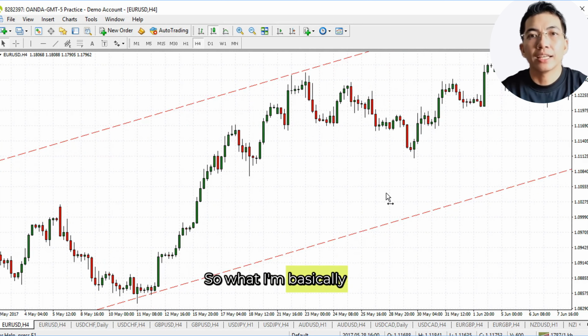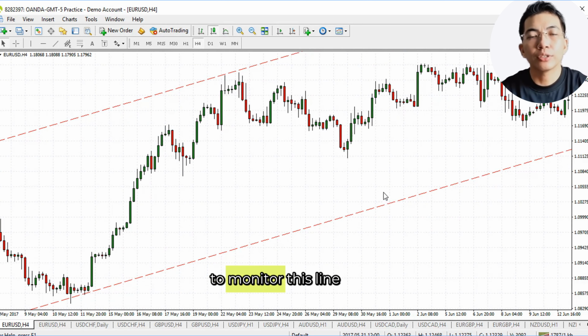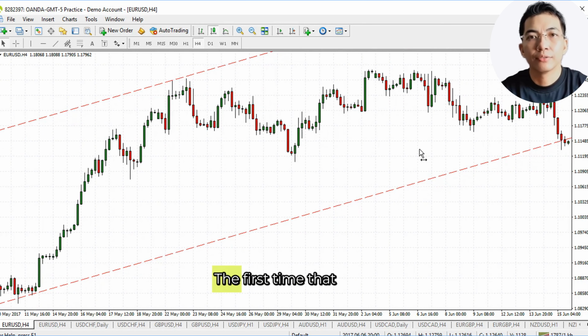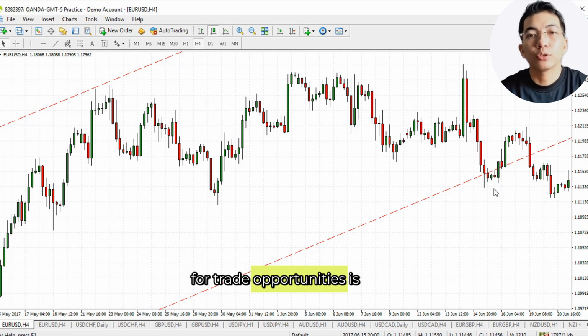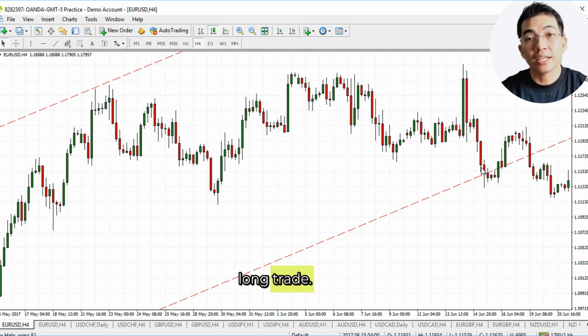So what I'm basically going to do is to monitor this line here and check the reaction of the market when the price is near that level. The first time that I'm going to monitor the price and look for trade opportunities is here. The price goes on the line and I can start to study the candlesticks to check if there's a good opportunity to enter my long trade.